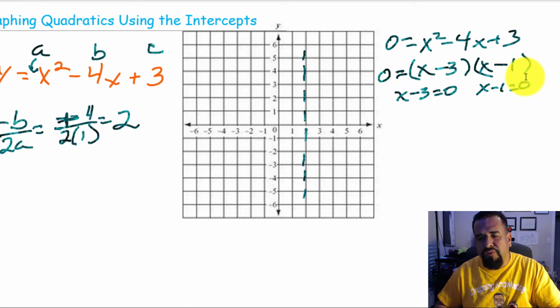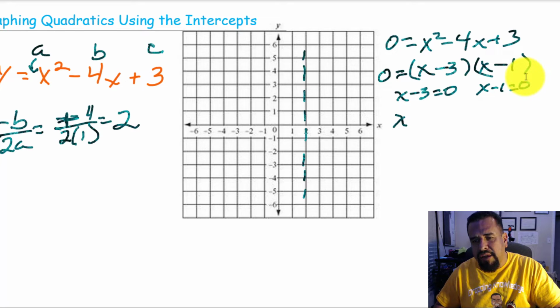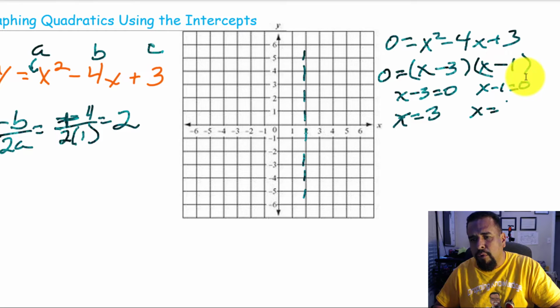All right, so let's solve each one. And we end up with x equals 3 and x equals 1.